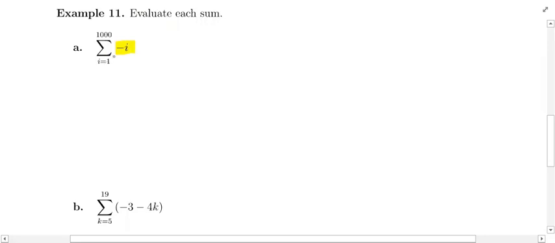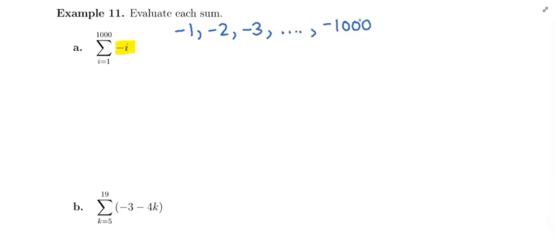So we're first going to replace i with 1, so that's going to be negative 1, then bump up the counting number to 2, so your term will be negative 2. Bump up your counting number to 3, so your term will be negative 3, and so on. These are the terms of the sequence, and we have to add all of these up. That's what the series notation means. So how do we go about doing this?